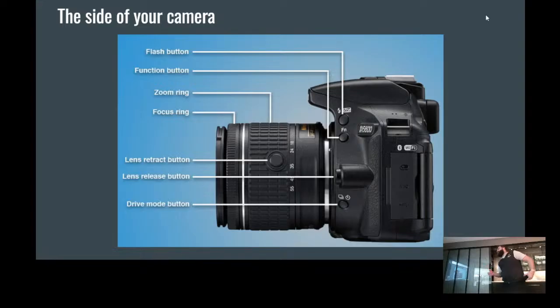And then we have the drive mode button. Drive mode is what dictates if you're doing burst photography, or a timer, or whatever you're choosing to do. If it's a single photo, that's where that gets done.